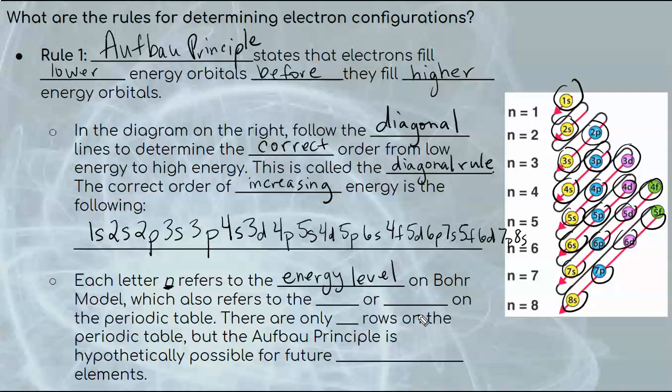All right, let's finish out the last few sentences here. So each n refers to the energy level on the Bohr model, which also refers to the row or period on the periodic table.